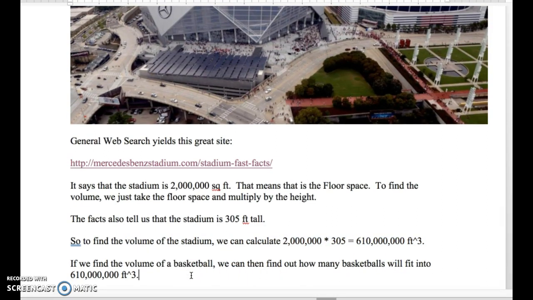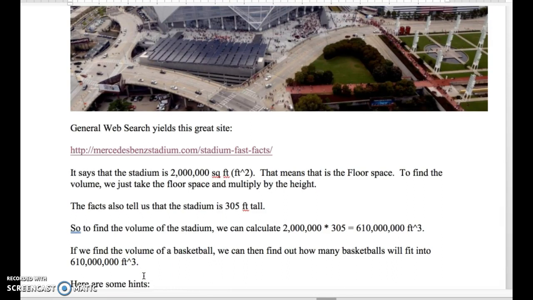So then my approach is that if I find the volume of a basketball, then I can figure out how many basketballs will fit into 610 billion cubic feet, or feet to the third, because when you do square feet, that's the same thing as feet squared. That measures area, but cubic feet measures volume. This is not as easy as you would think. How do we find the volume of a basketball? Well, it's really not that hard.